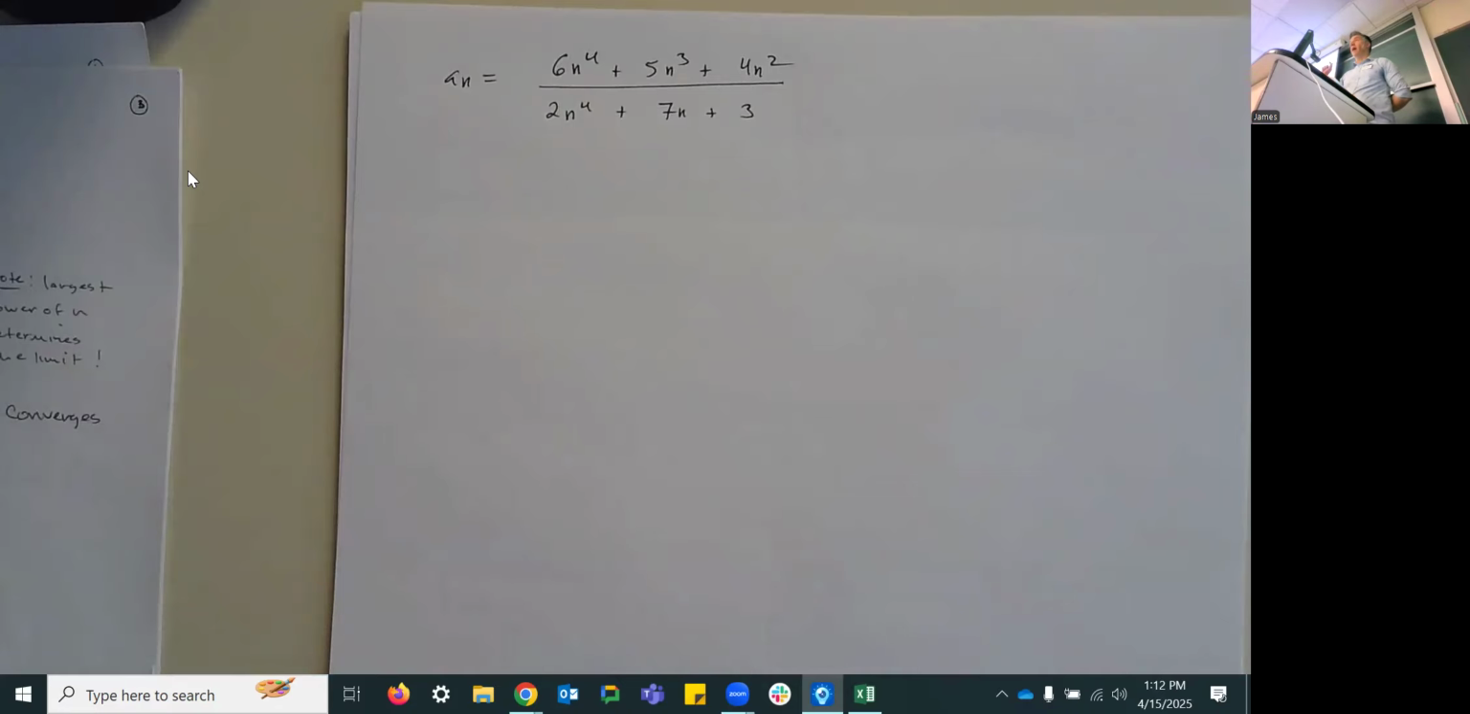And the way we know that is because the degree on top is 4 and the degree on the bottom is 4. If the degree of a rational function on the top and bottom is the same, then the limit as n goes to infinity is equal to the fraction of those leading coefficients.